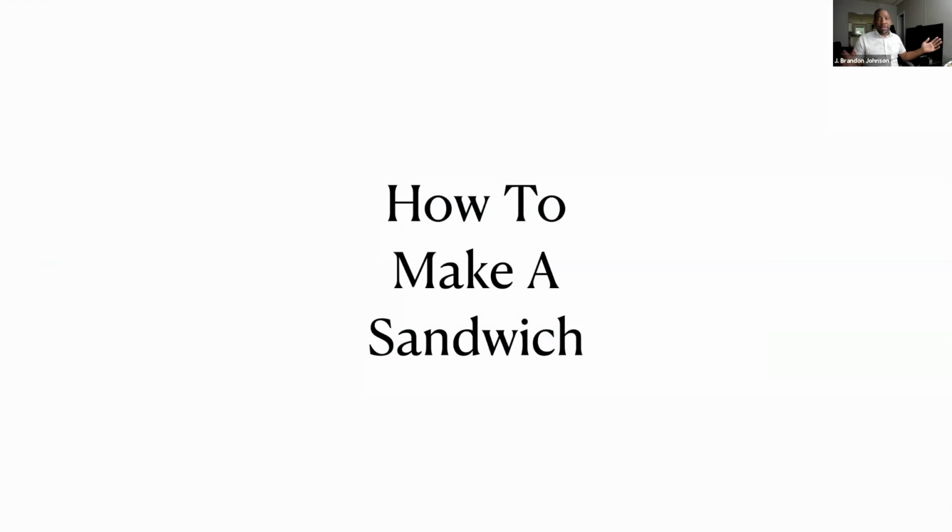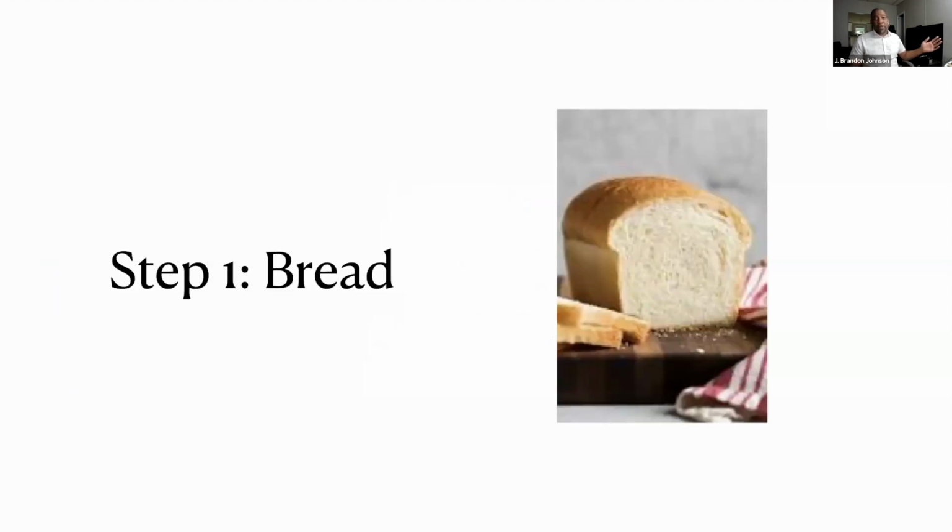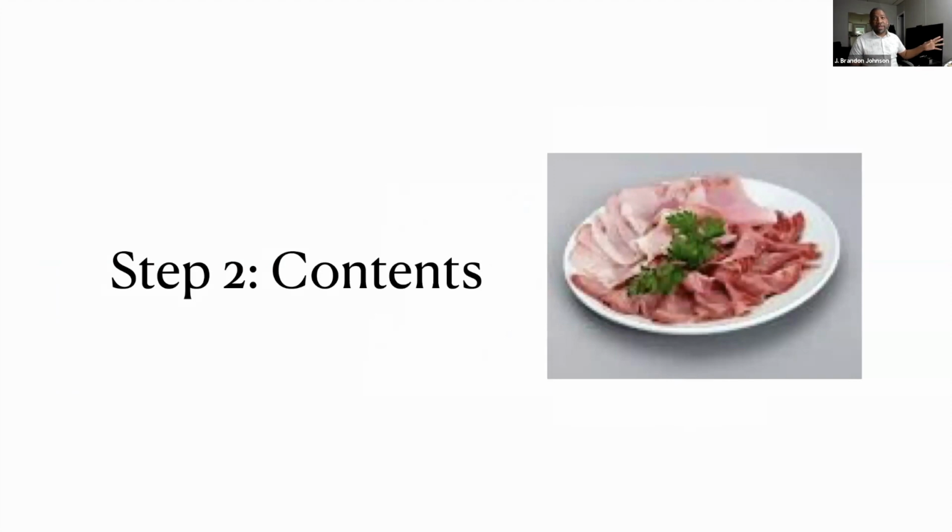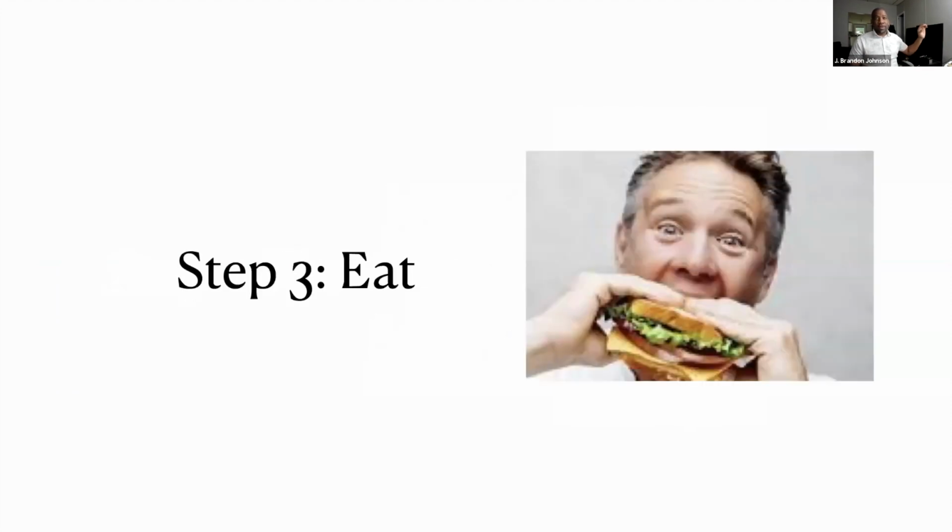I'm Brandon Johnson. This is how to make a sandwich. First step of making a sandwich is you need to get some bread. Second step, you got to have some contents, whether it's meat or peanut butter and jelly. Put the bread together. Third step, eat. Thank you for coming to my presentation.